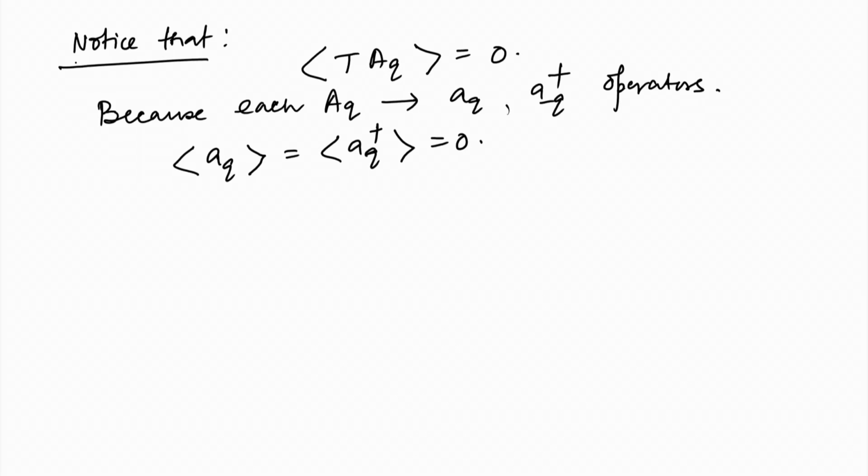Thus, the terms involving linear powers of A_q would all be absent, and not only that, all the terms with odd powers of A_q will all be absent. So, it is only even powers of A_q which will be present, and so quadratic in V is what survives.